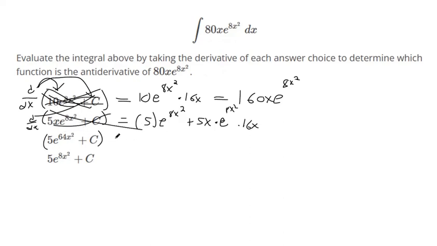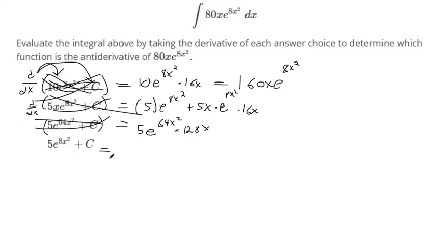So term by term here, the derivative of an exponential function is itself, but then you've got to use the chain rule. So this is 64x squared. The derivative of the constant c is 0. Oh, sorry, we're not done with this. So the derivative of the innermost function is 128x. So if you do 5 times 128, that doesn't make 80. So this also is not the antiderivative.